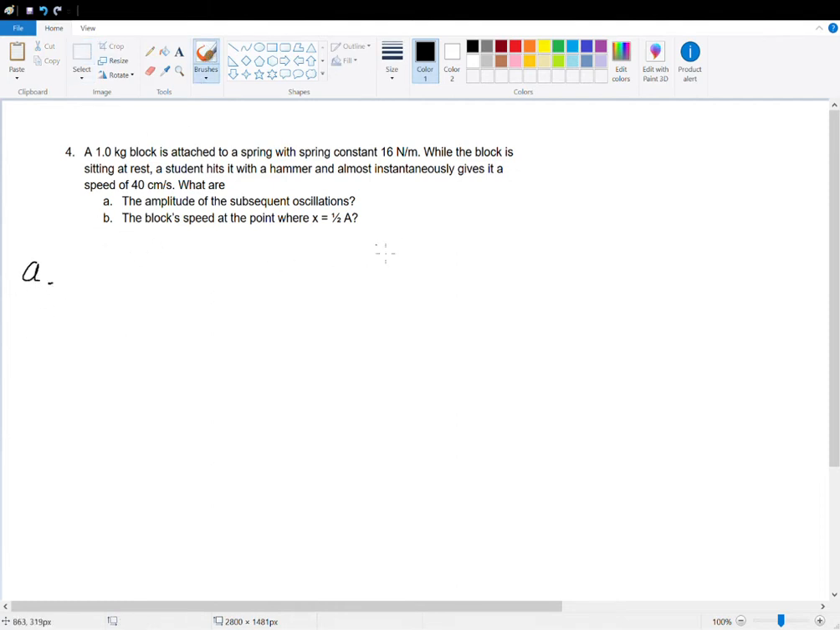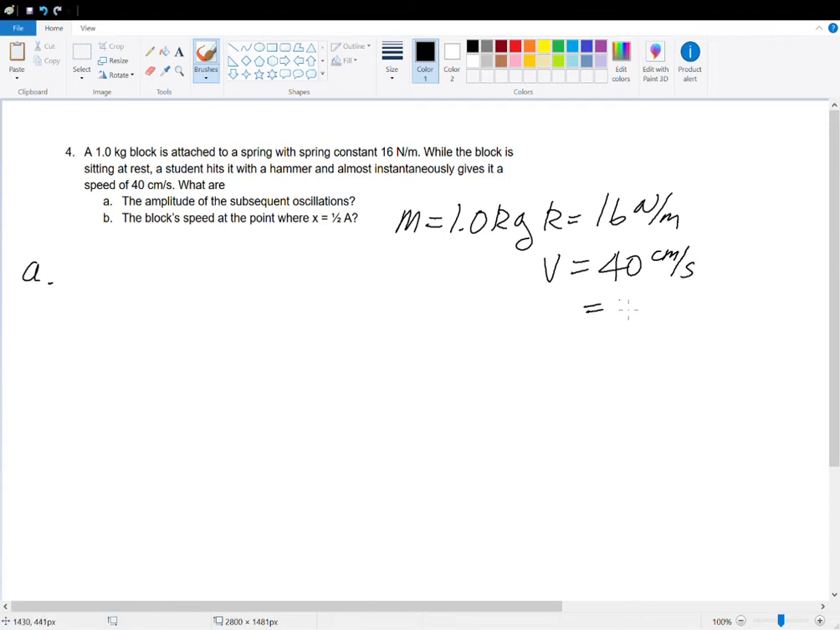So we know from the problem, let's list out our givens. Our mass is 1 kilogram. Our k is equal to 16 newtons per meter, and our v is equal to 40 centimeters per second. And we can just convert this right away to 0.4 meters per second. Since we're dealing with kilograms and newtons per meter here, that's a pretty good indication that we're going to need to convert everything to SI units, so everything cancels properly.